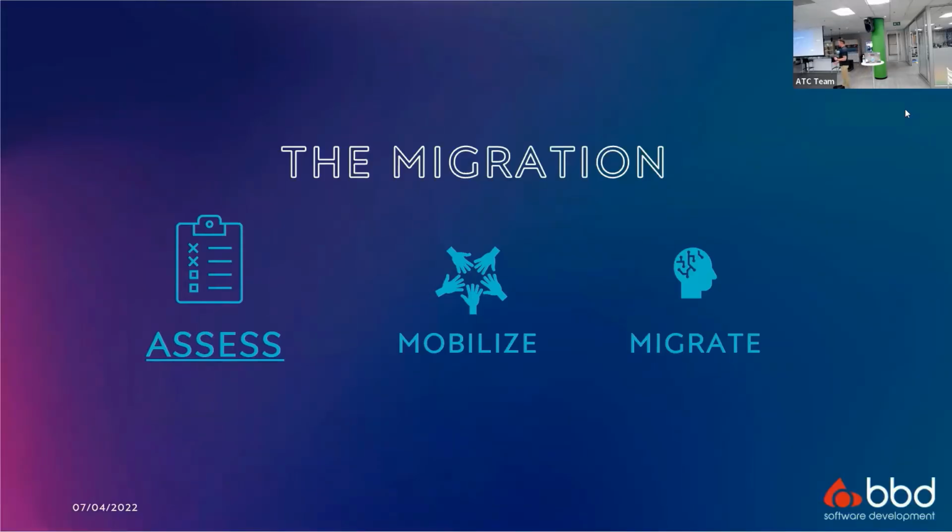So now that you understand the strategies, we move on to the migration 3 phases: assess, mobilize, and migrate. We're going to start off with the assess phase. This phase is there for us to engage with our client and identify their strengths and weaknesses and understand them inside and out.